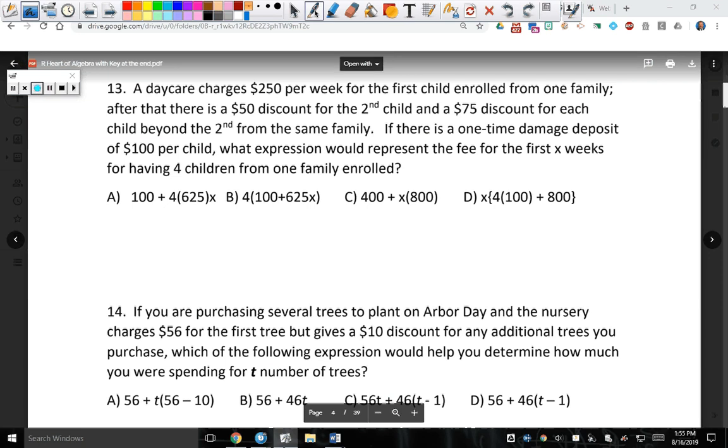Nicely done. Love the conversations as well. The correct answer is C. Let me show you if you didn't get it.